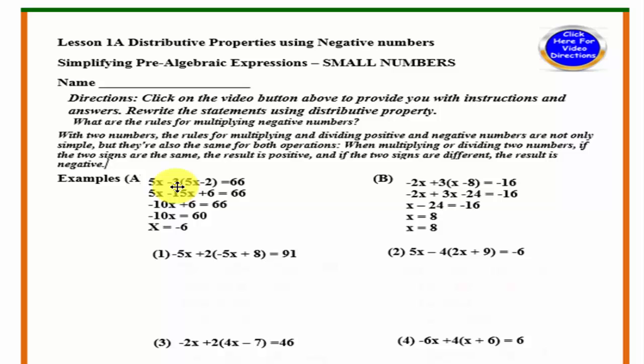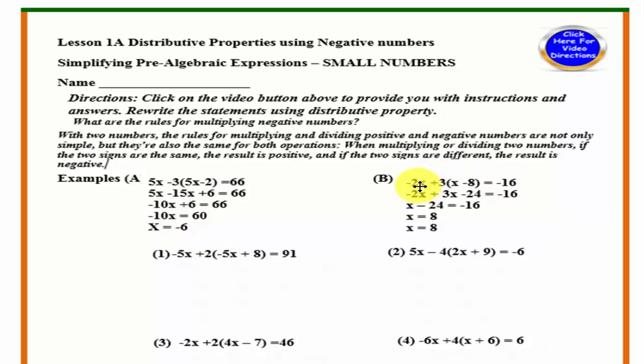Here we have 5x minus negative 3 times the quantity 5x minus 2 equals 66. Okay, so you have 5x minus 3 times negative 3 times 5x is negative 15, and negative 3 times 2, a negative and a negative is a positive, so we have positive 6 equals 66. Now, positive x minus 15x is negative 10x plus 6 equals 66. Negative 10x, if we subtract 6 from this side, you have to subtract it from that side. So negative 10x equals 60, x equals negative 6. A negative and a positive results in a negative.